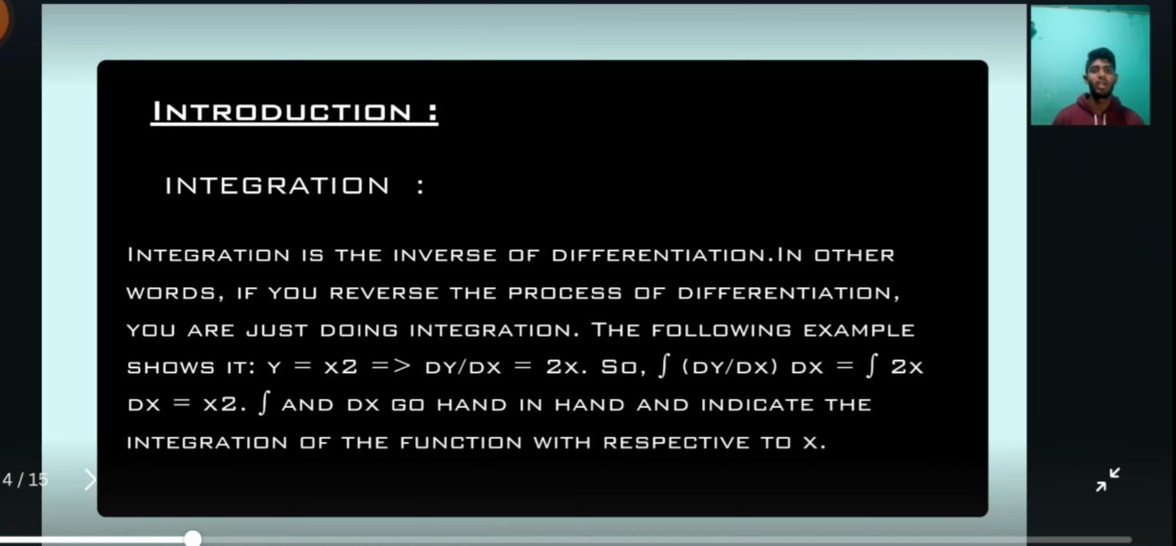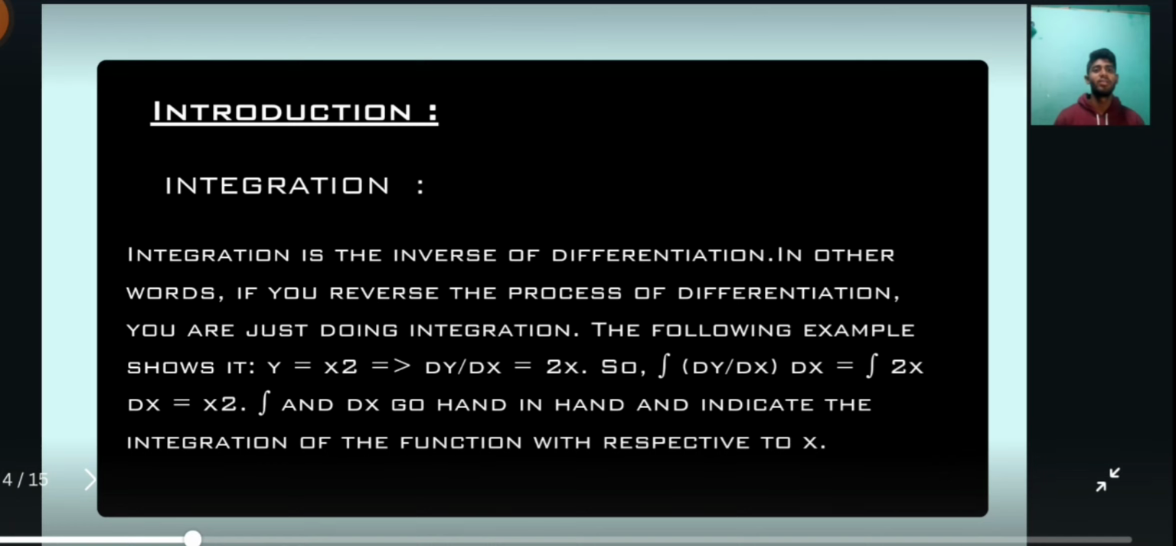Now, first we'll know what is integration. Integration is the inverse of differentiation. In other words, if you are doing the reverse of the process of differentiation, you are just doing integration. The following example shows y equals x square, dy by dx equals 2x. So integration of dy by dx equals integration of 2x dx equals x square.